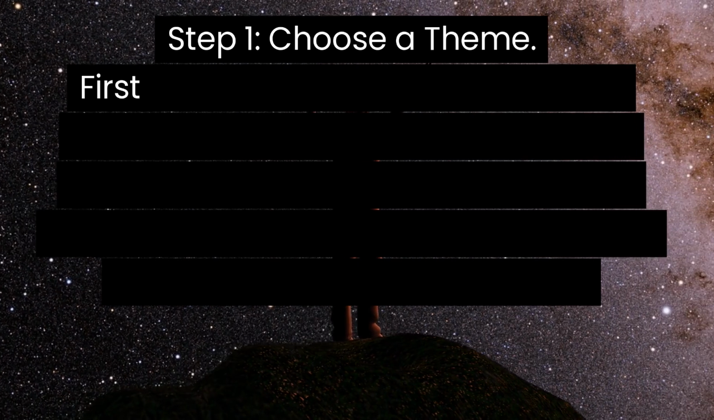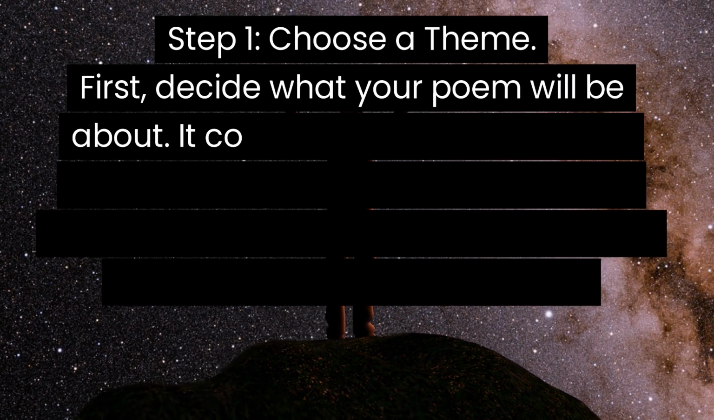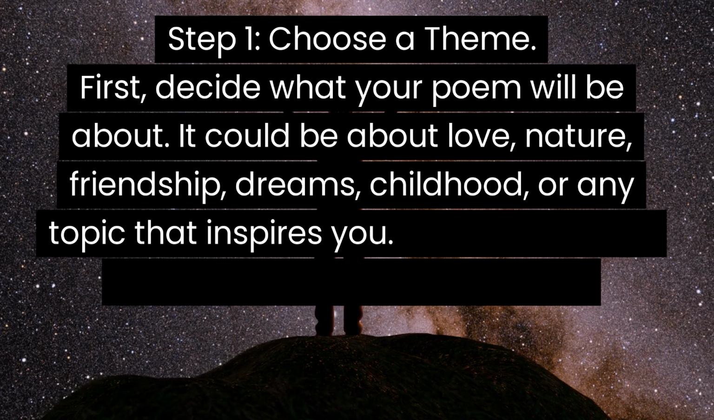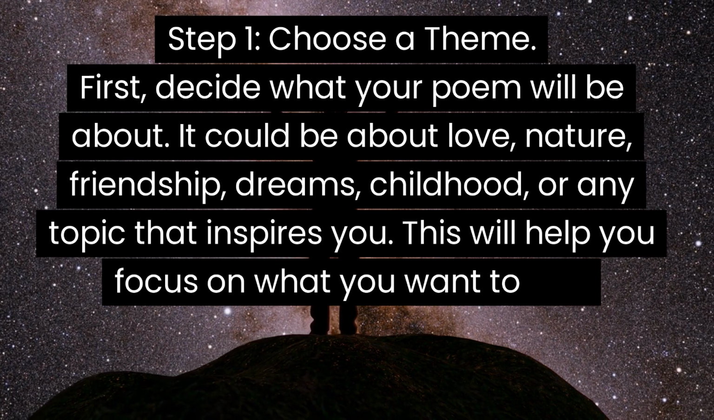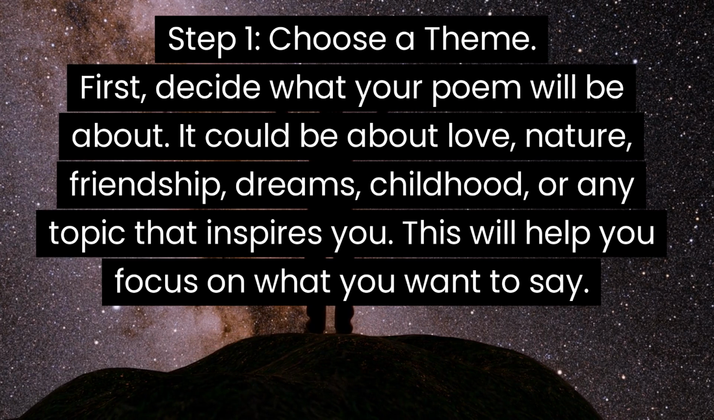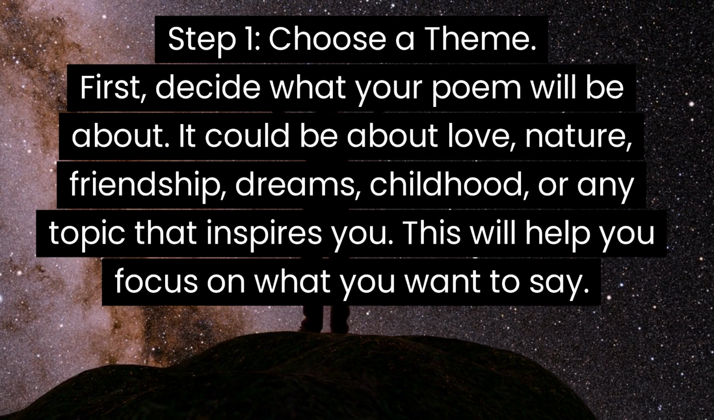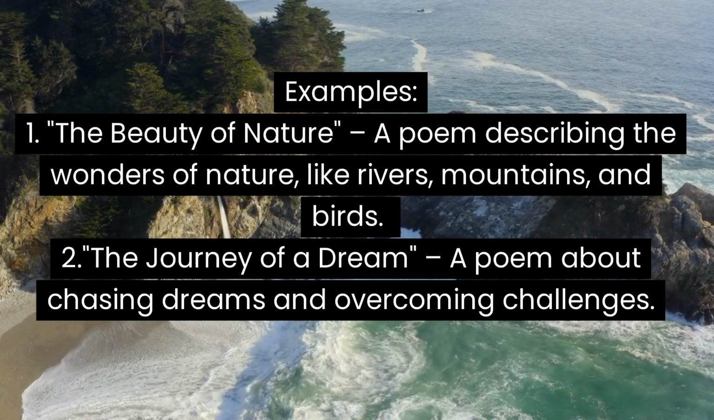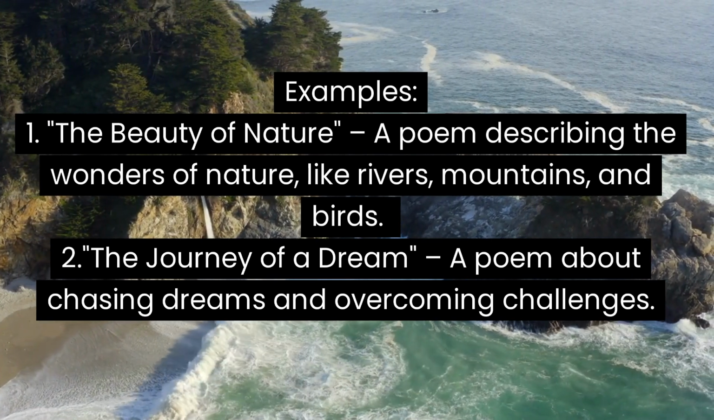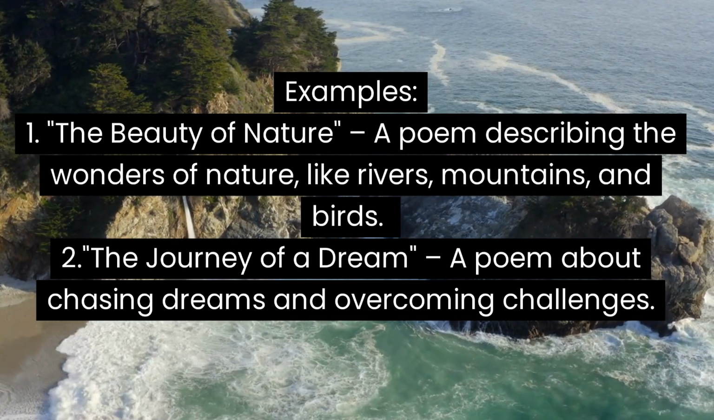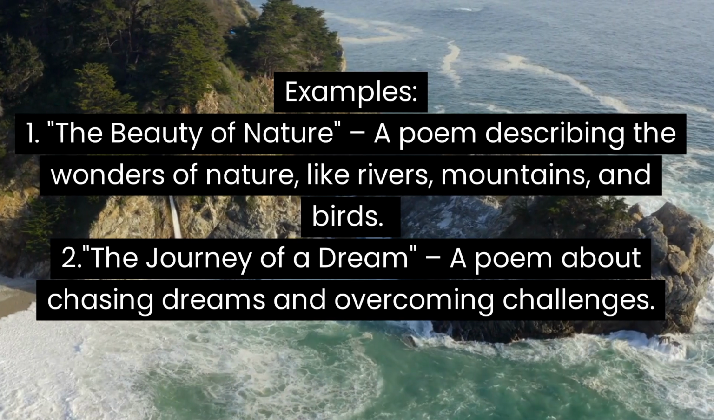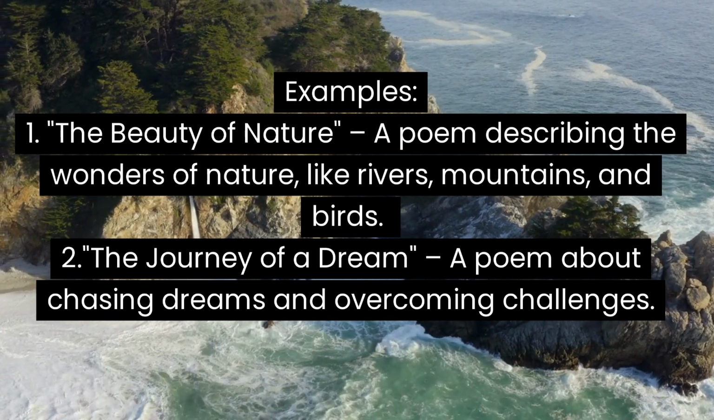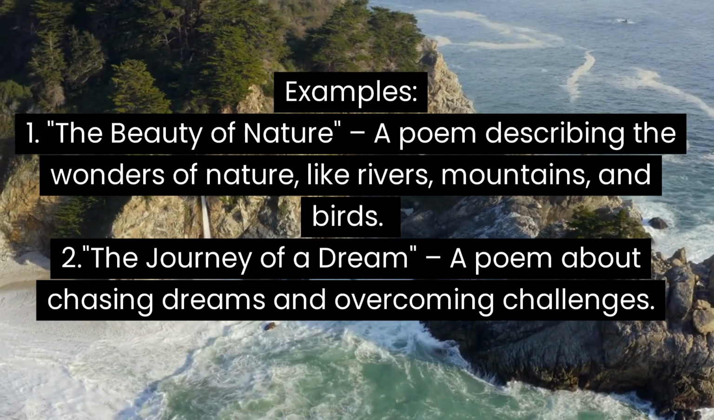Step 1. Choose a theme. First, decide what your poem will be about. It could be about love, nature, friendship, dreams, childhood, or any topic that inspires you. This will help you focus on what you want to say. Examples. 1. The Beauty of Nature, a poem describing the wonders of nature, like rivers, mountains, and birds. 2. The Journey of a Dream, a poem about chasing dreams and overcoming challenges.